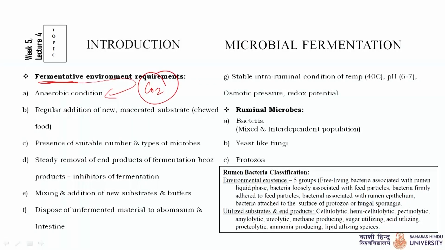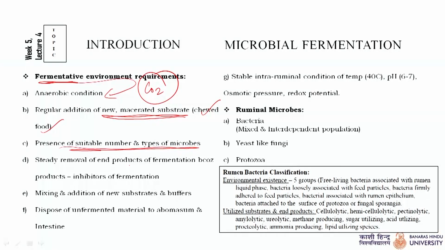The carbon dioxide and the redox potential are very important. Then the next requirement is the regular addition of new and macerated substances, the chewed food. Otherwise, what happens? It may not be able to mix, or the enzymes may not act properly, or the microbial population may not be maintained. So for that reason, the regular addition of new and macerated substrates is required.